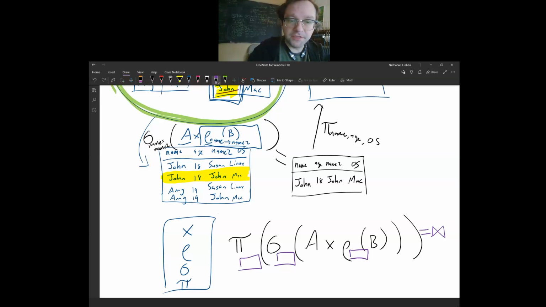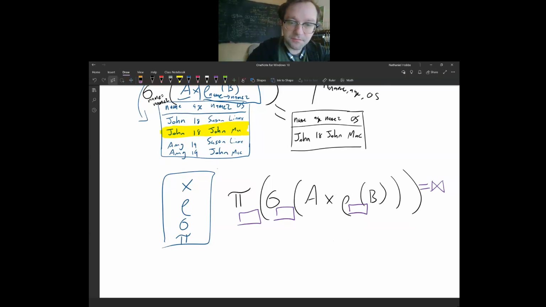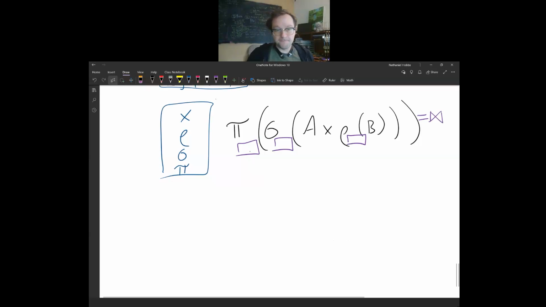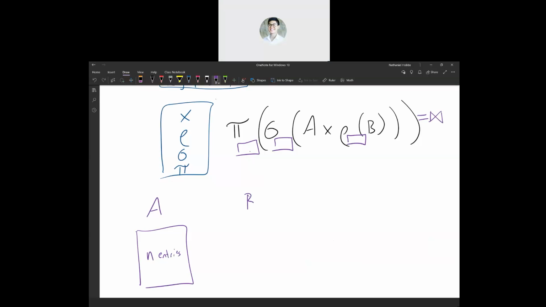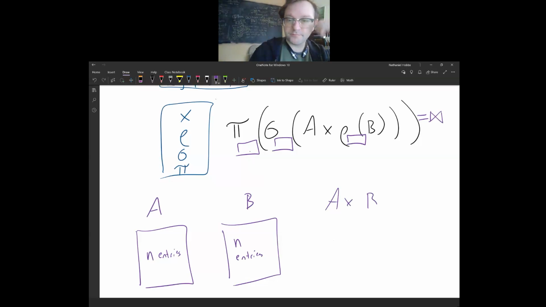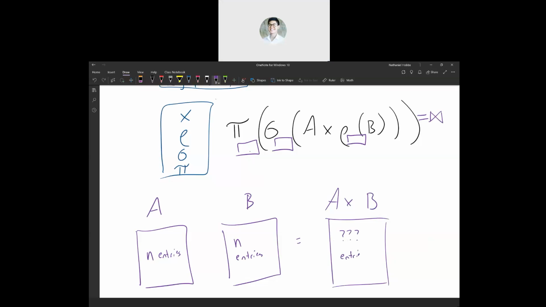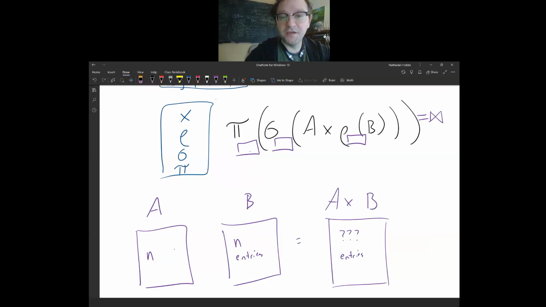Yeah, Mark, you still available? Great. Just because you volunteered yourself, I'm going to ask you a question about the cross product. So this is all possible pairings, yeah? If I have a relation A with n entries, n rows, and I have a relation B with n entries, how many rows will A cross B have? It would be the number of rows in table A times the number of rows in table B? Very good. And so how many is that?